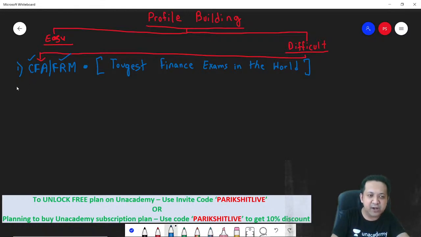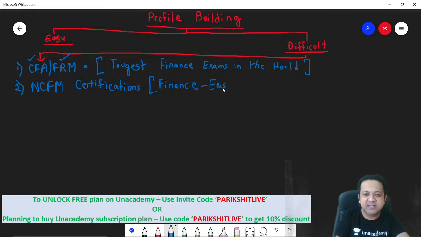Next, if you are not interested in a CFA and the FRM, you can do some easy certifications like NCFM certifications. What is NCFM? Again, finance. These are all again finance, I'll come to other branches, don't worry. These are very easy finance certifications. These are provided by NSE and BSE, the National Stock Exchange and the Bombay Stock Exchange.